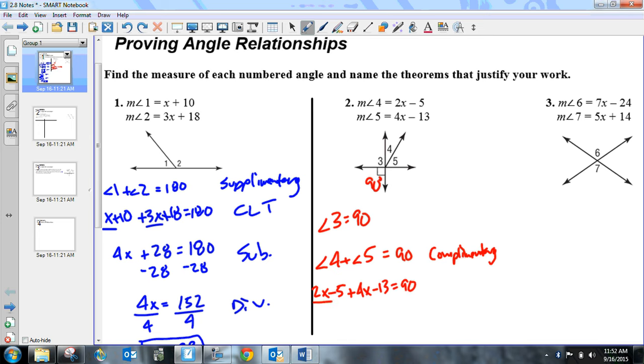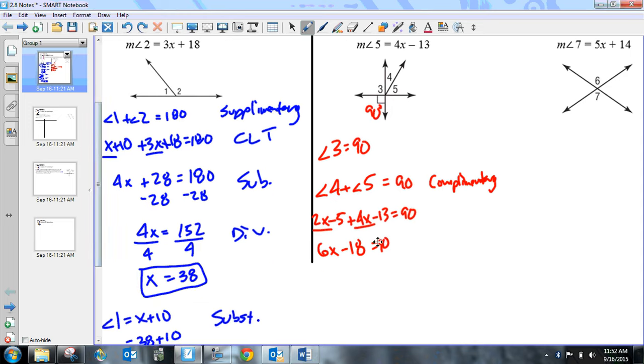If I take 2x and 4x and add them together, I get a total of 6x. If I take negative 5 minus 13, I get minus 18, is equal to 90. Then if I add 18 to both sides, I get 6x is equal to 108. Now, if I divide both sides of that by 6, then I get x is equal to 18. So if I take 108 divided by 6, it gives me 18. So x is equal to 18.